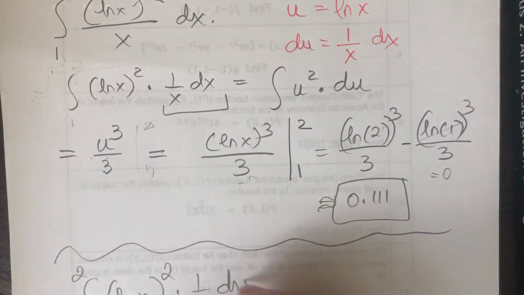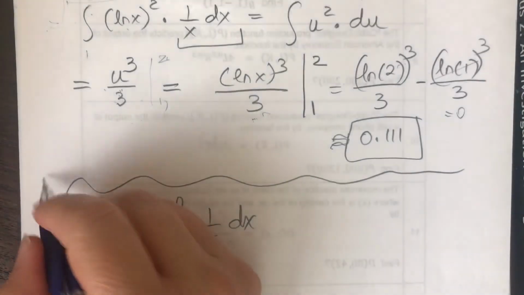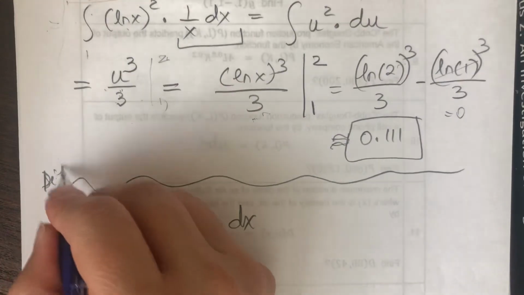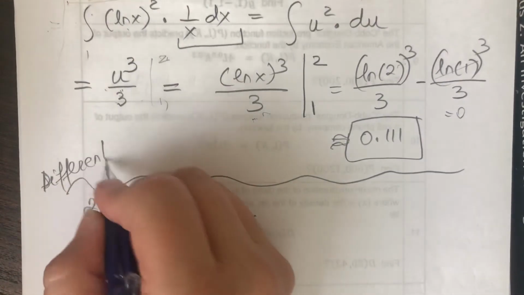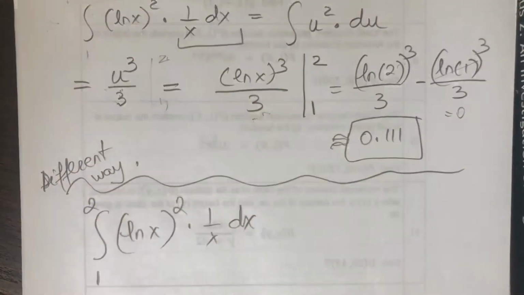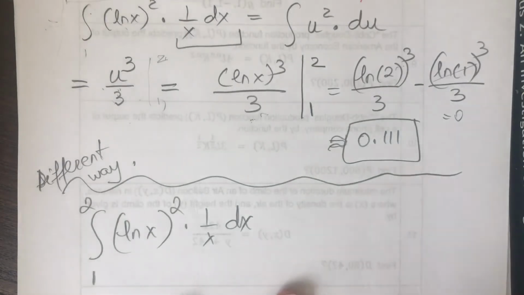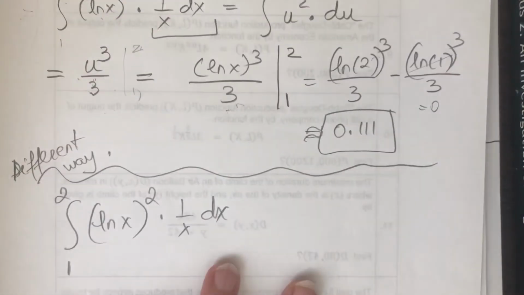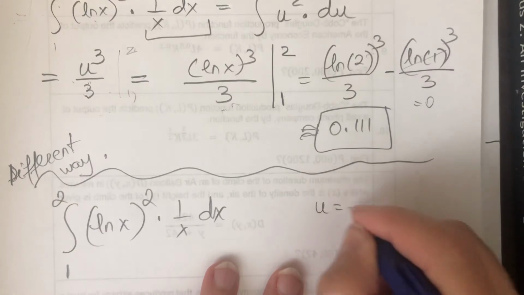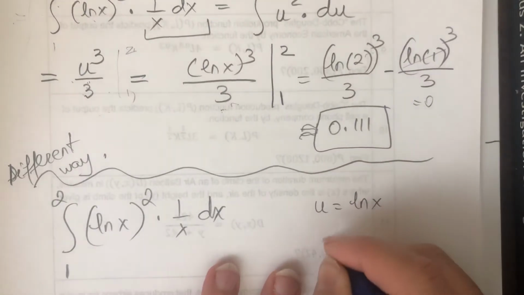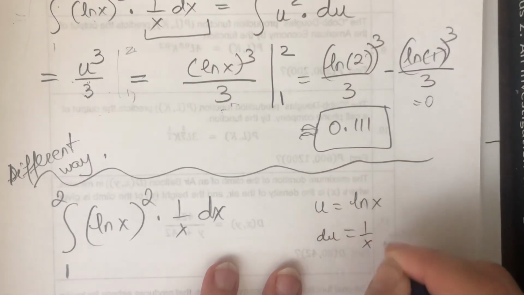So I'm going to redo this problem with a different method. It's up to you which one you want to use. Okay, so the different way is this. We still need to use a substitution, right? So still, I'm not going to make it red. You already saw it. u is ln x. du is 1 over x dx.